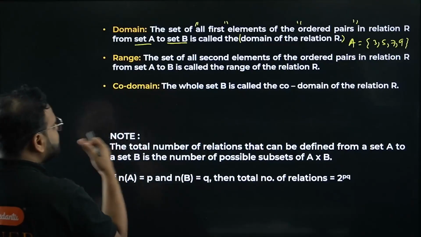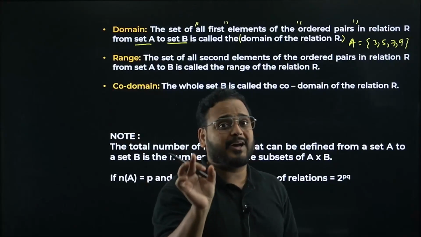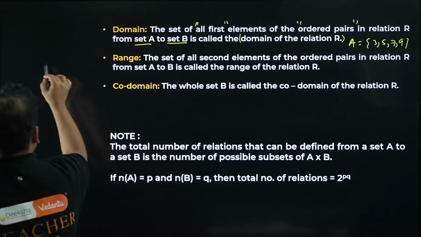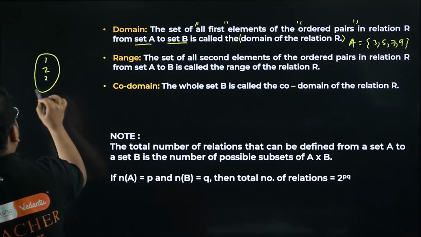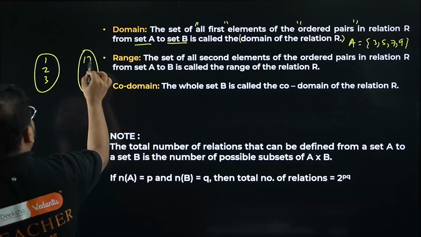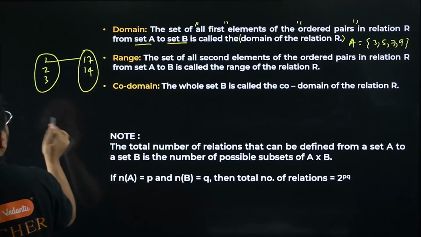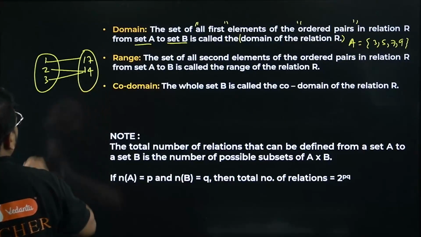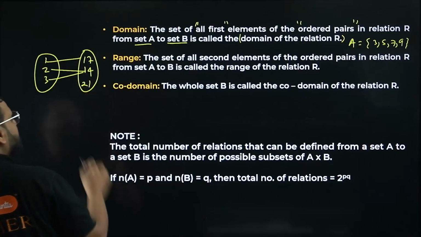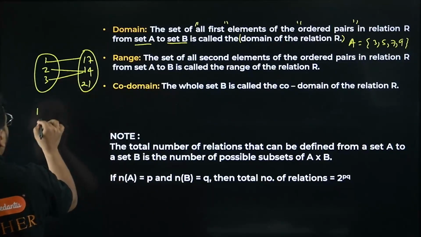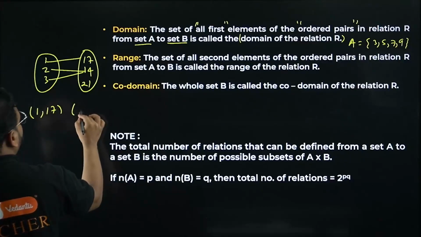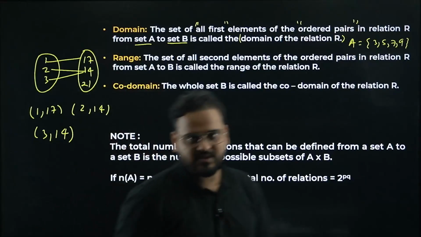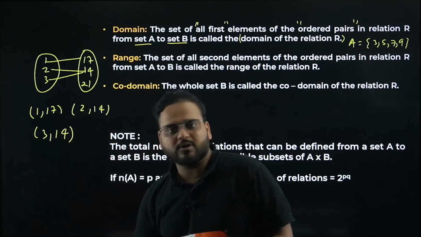Okay, moving on to the range. When we talk about range, it is the second element in the ordered pair, not in the set B. For example, I can write a relation like this. I can have here 1, 2, 3, let's say, and I can have over here 17, 14. Let's say I have here 2, 14, I have here 3, 14, and I have a number over here 21. So 21 is not part of any ordered pair. So the ordered pairs that I have are 1, 17, next ordered pair is 2, 14, and next ordered pair is 3, 14. These are my relations, right? 1, 17, 2, 14, 3, 14 is my relation.